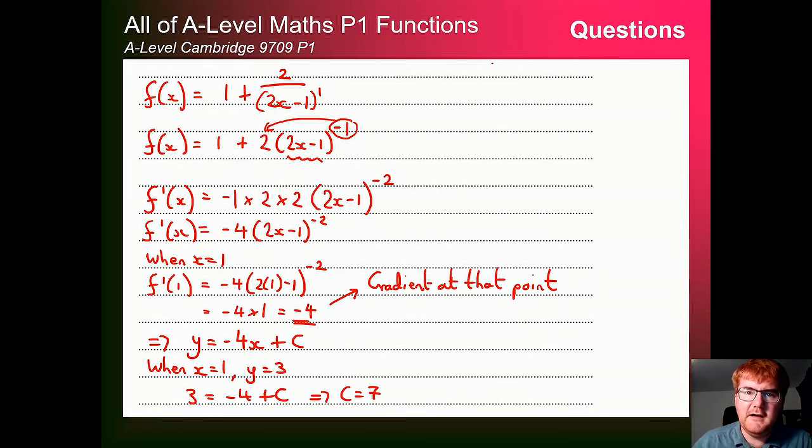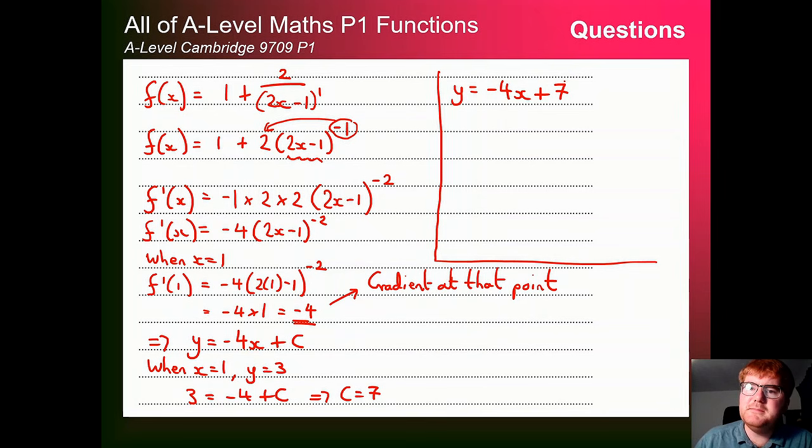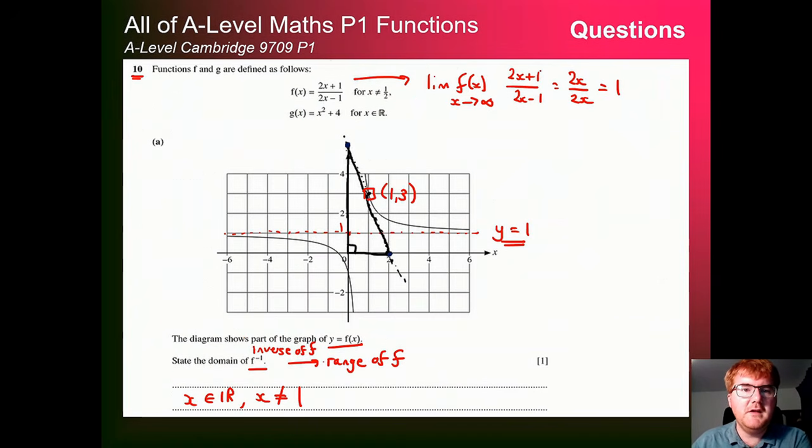So this line, let's pop it over here, has the equation y equals minus 4x plus 7. Now remember, this plus 7 from coordinate geometry means the y-intercept. So that works out one of them for us, which is very useful. So we know it crosses up here at 7.